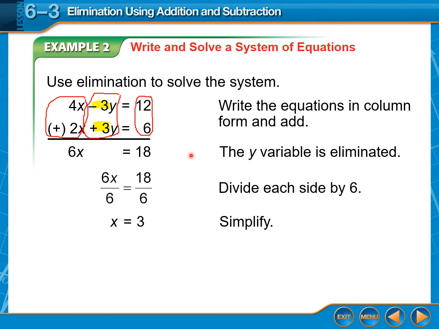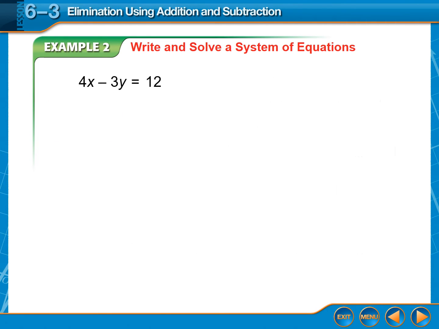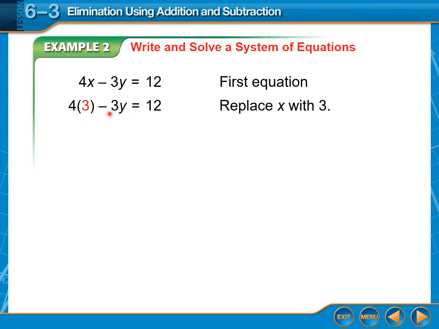So we found our first number in this system is 3 for x. We use that now in either one of our original equations to figure out what the second number is. So we substitute 3 for x into either equation to find the value of y. So 4x minus 3y is 12. We use the first equation. But now instead of x, we're going to use what we found x to be, which is 3. So 4 times 3 minus 3y equals 12. 4 times 3 is 12, so 12 minus 3y equals 12.